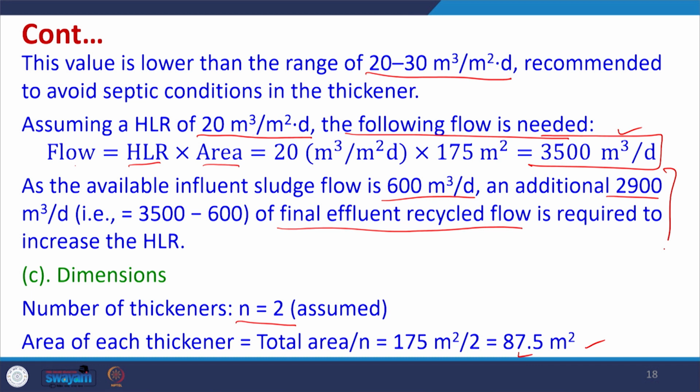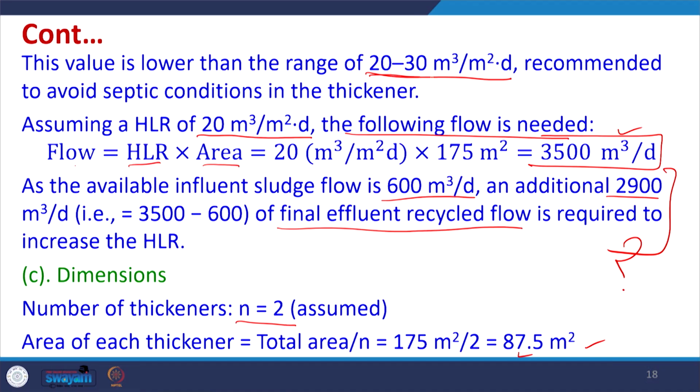As per this system, the only thing we have to take care of is that we require an additional amount of water to be recycled so as to increase the HLR. Otherwise, the hydraulic loading rate is not in the range of 20 to 30 meter cube per meter square per day. So, septic conditions may prevail in the system if we do not recycle enough water. This is what we have to take care of.